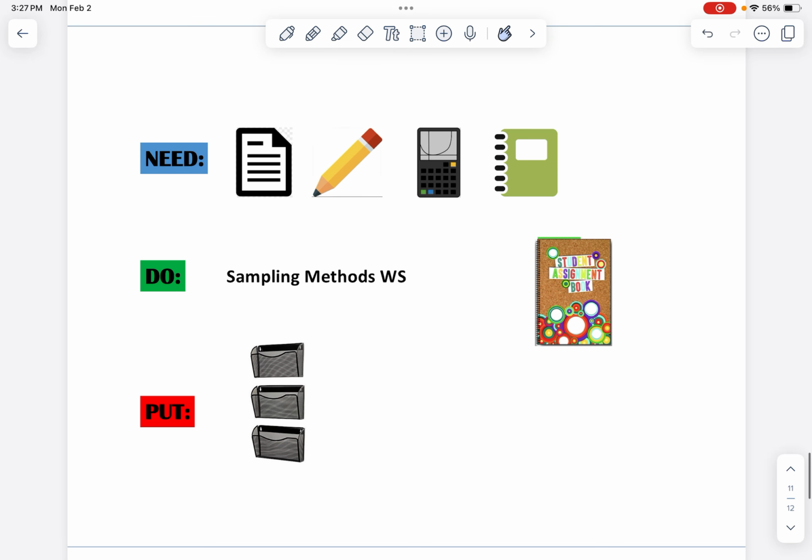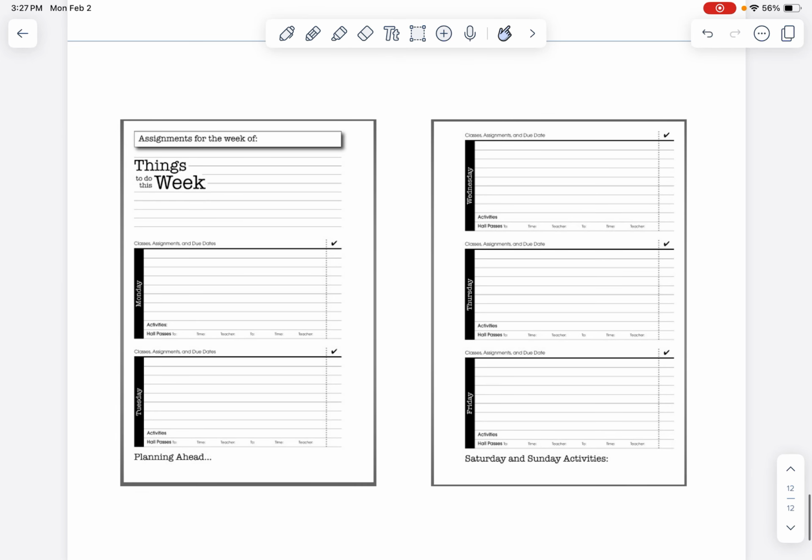Okay, and that's a little bit about sampling methods. You can go ahead and give the assignment a try, and don't forget to write this into your planner. Good luck. I hope this works well.